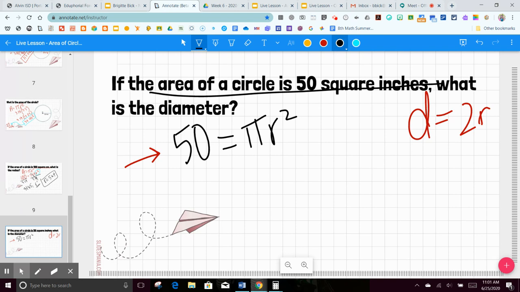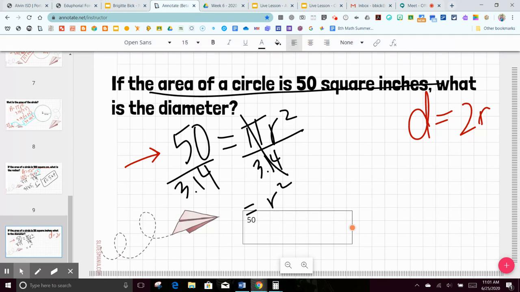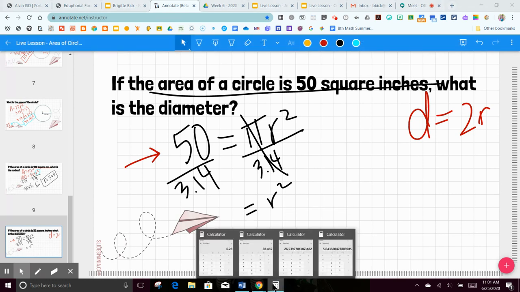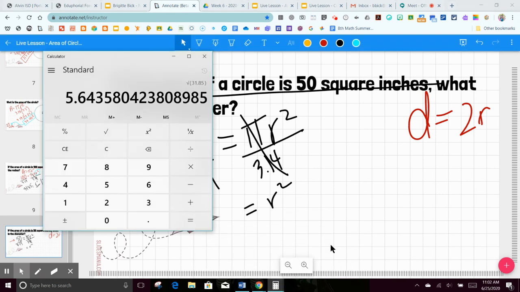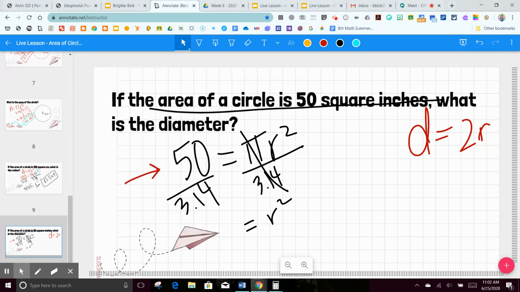Okay, so like we did in the last question, we're going to divide by pi. Divide by pi. And now we're left with r squared. 50 divided by 3.14 is 15.92.